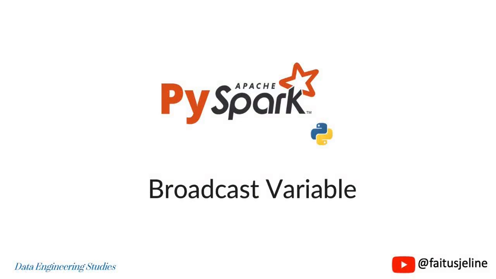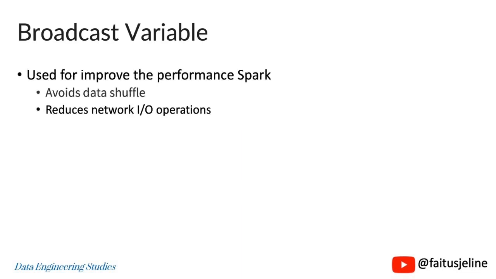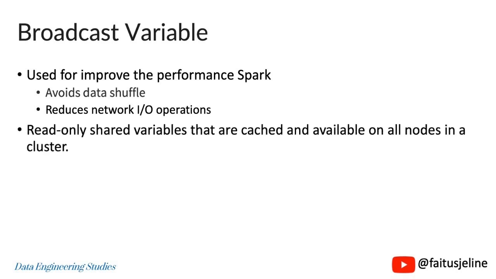Hello everyone, in this video we are going to see all about broadcast variable. Broadcast variable is mainly used to improve the performance in Spark. It avoids data shuffle and reduces the network IO operations. Broadcast variable is a read-only variable that is cached and available in all the nodes in the cluster.